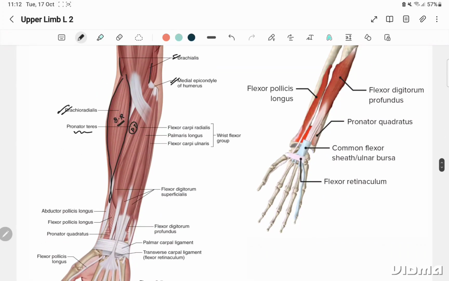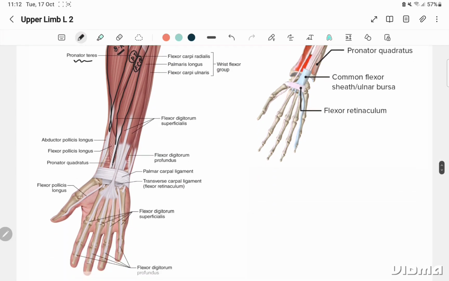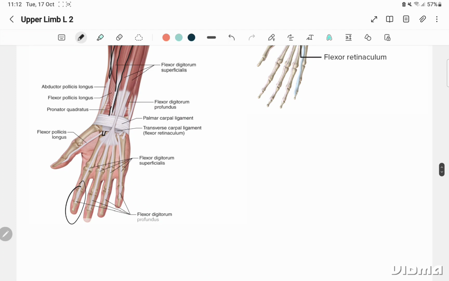So here is the pronator teres, which forms the medial boundary of the cubital fossa. Then we have the flexor carpi radialis here. This is the flexor carpi radialis. The tendon of flexor carpi radialis reaches the index finger.